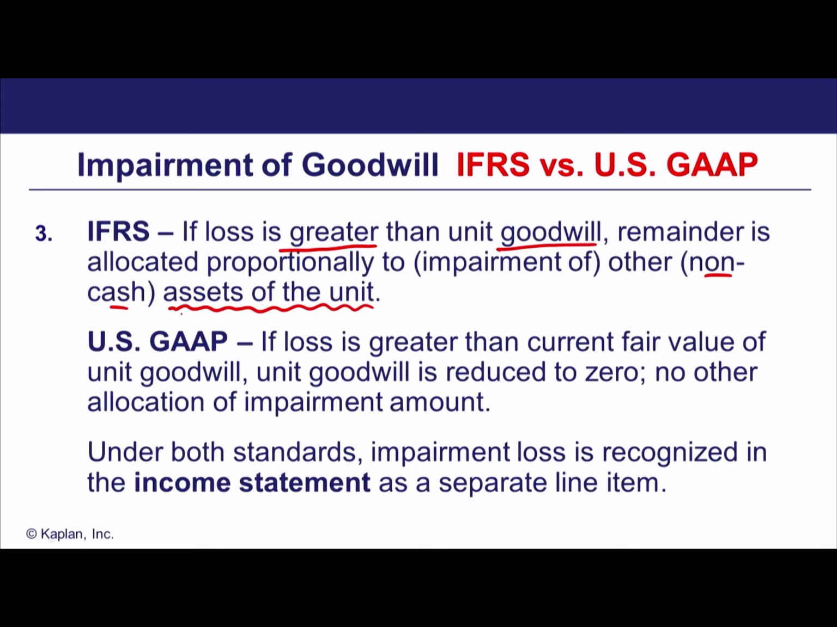Now, as we said, under both US GAAP and IFRS, impairment losses are going to hit the income statement as a separate line item. And you'll remember that these were one of our unusual or infrequent items that we had in our level 1 syllabus. So let's turn our attention now to the example.